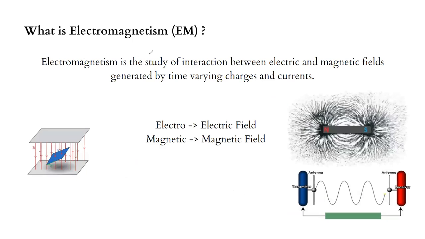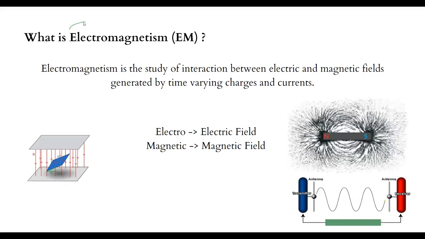So let's first understand the meaning of the word electromagnetism. The word is composed of two terms, electric and magnetism. Therefore, we'll be talking about electric and magnetic fields. Electric and magnetic fields are the basics of electromagnetism, and the interaction between those two fields is discussed in electromagnetism. Electromagnetism is a study of how electric and magnetic fields work together to form an electromagnetic wave, which will propagate from one location to another location.